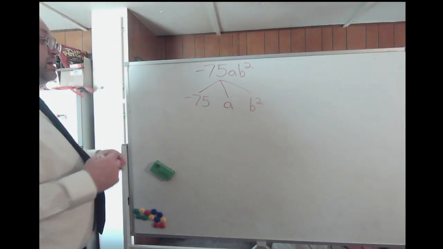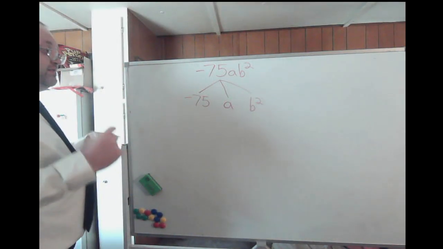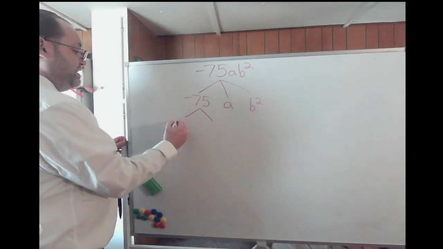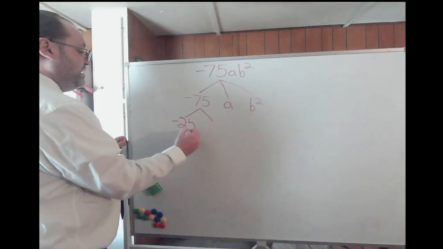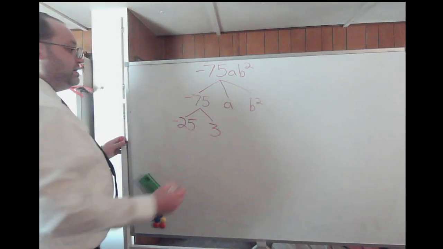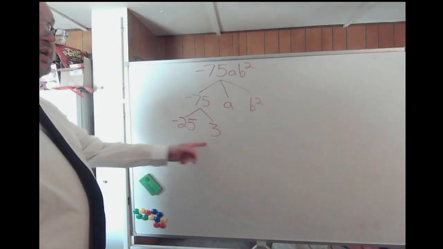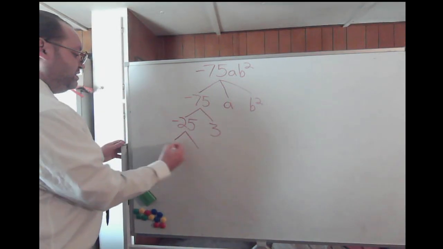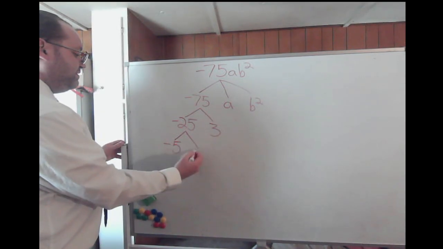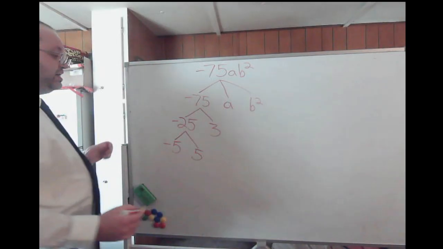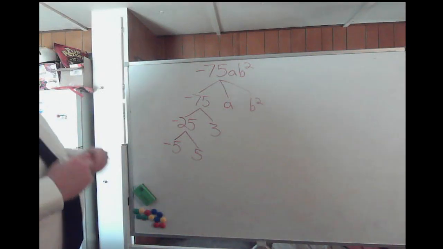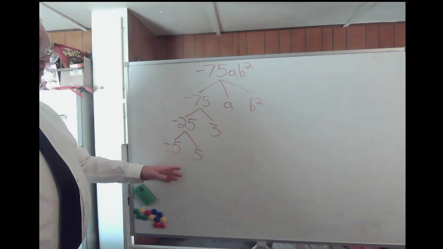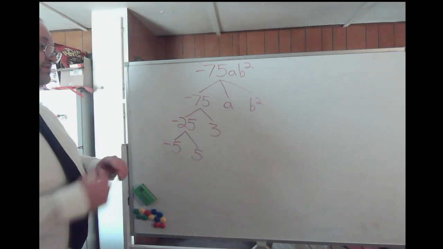Okay. Let's start with factoring negative 75. Classic factors we're all going to think of are negative 25 and 3. We can't factor the 3 any further. That's a prime number. But we can factor negative 25. You would get negative 5 and positive 5 as factors, which we can't factor any further. Both are prime numbers.